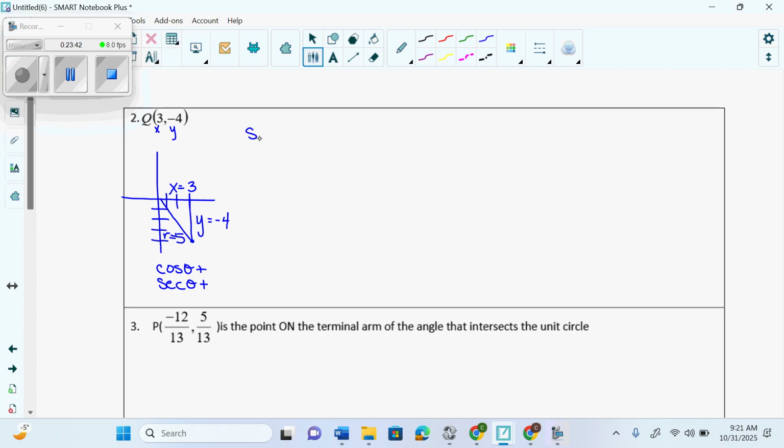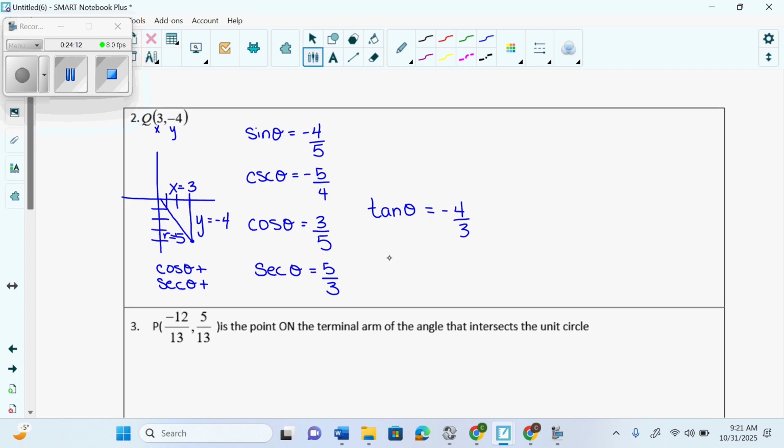So sine theta is sine your resume, so you get negative 4 over 5. Cosecant is the reciprocal of it, so you get negative 5 over 4. Cos is cook extra rice, so you get 3 over 5. Secant theta is 5 over 3. They are positive. That is good. Tan theta is tan your x box, negative 4 over 3. And cotan theta is negative 3 over 4.